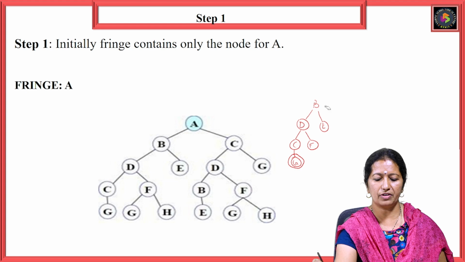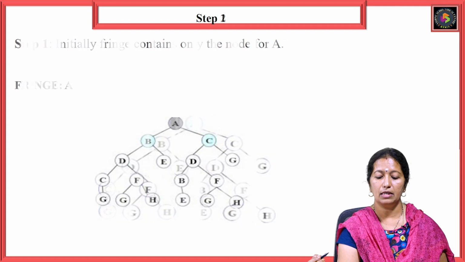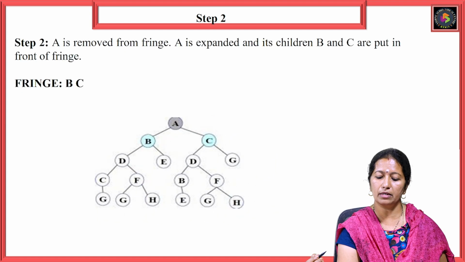Initially I have the start state. From A, I will be taking the neighboring nodes B and C. I will be checking wherever there is a possibility where I can travel. Then I will be traveling the neighboring nodes B and C. Then from B, I have to fringe.